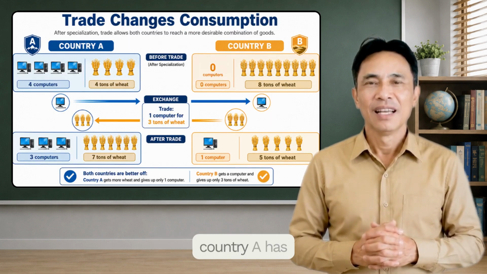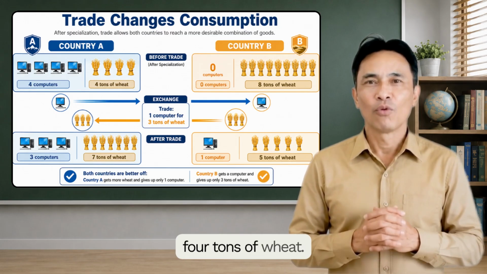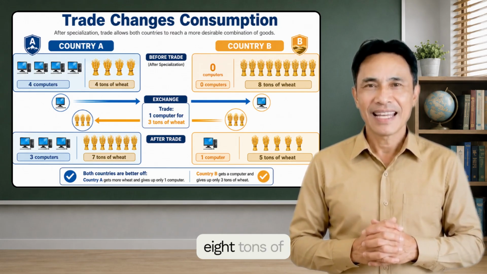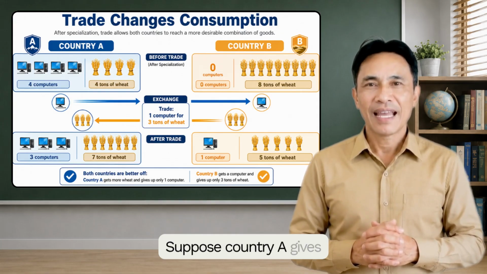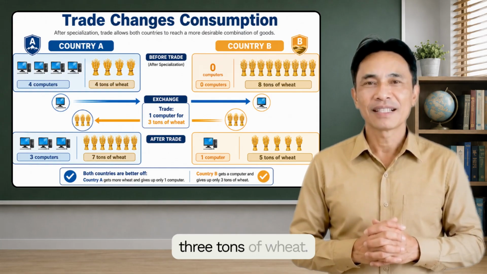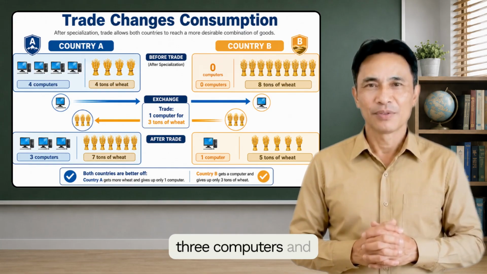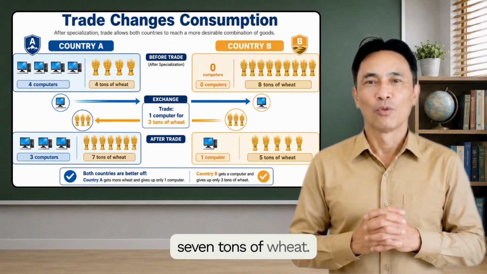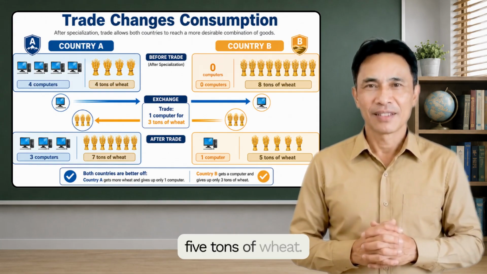After specialization, country A has 4 computers and 4 tons of wheat. Country B has 8 tons of wheat and no computers. Suppose country A gives 1 computer to country B in exchange for 3 tons of wheat. After the trade, country A has 3 computers and 7 tons of wheat. Country B has 1 computer and 5 tons of wheat.